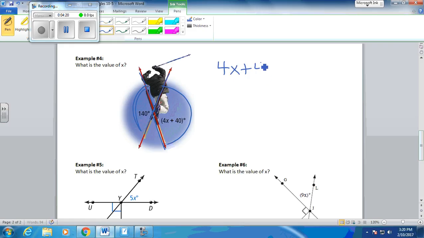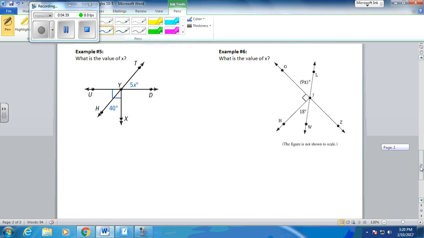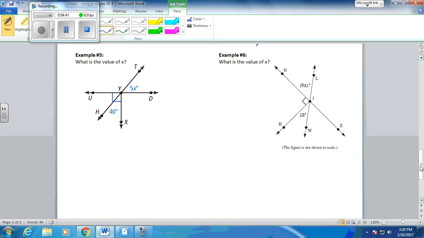So 4x plus 40 is equal to 140. I'm going to subtract 40 from both sides. I'm left with 100, divide by 4, and you get x equals 25. Okay? We will do one more together, then I'll have you go on and practice.